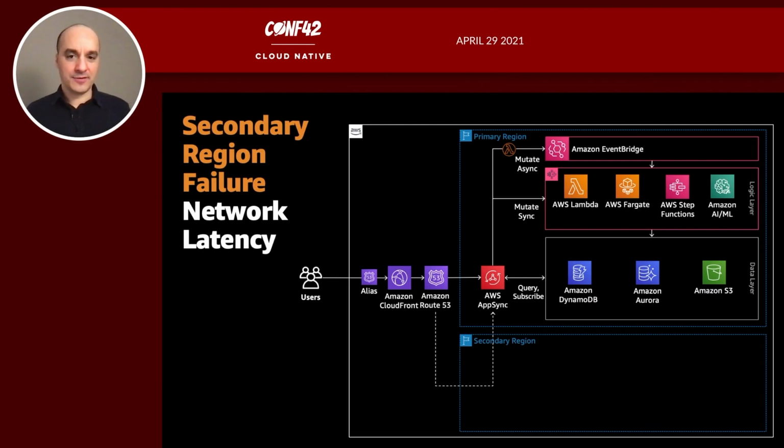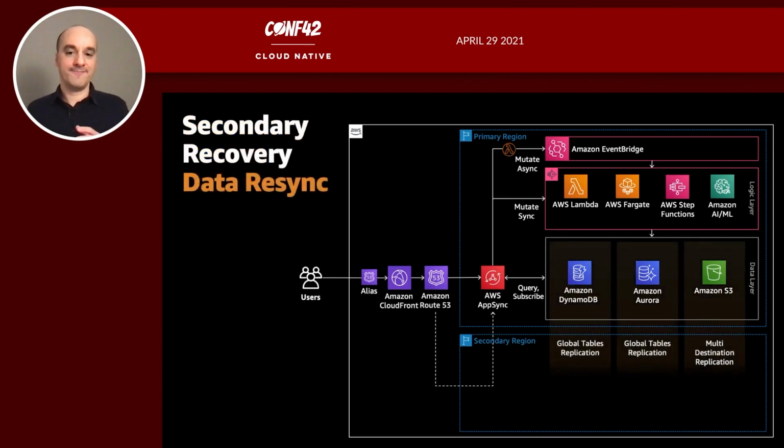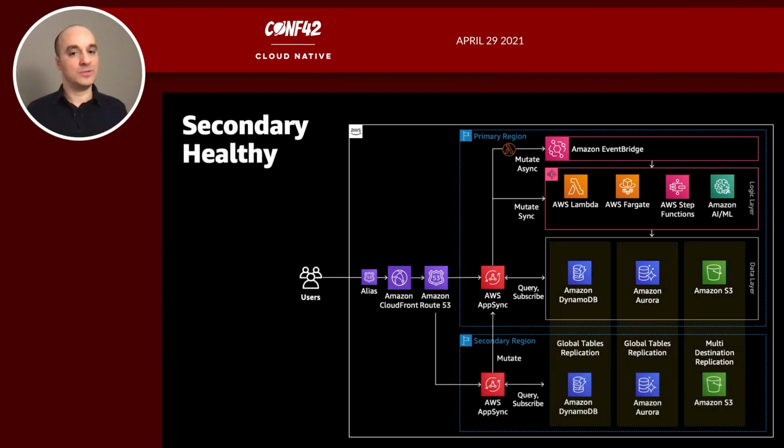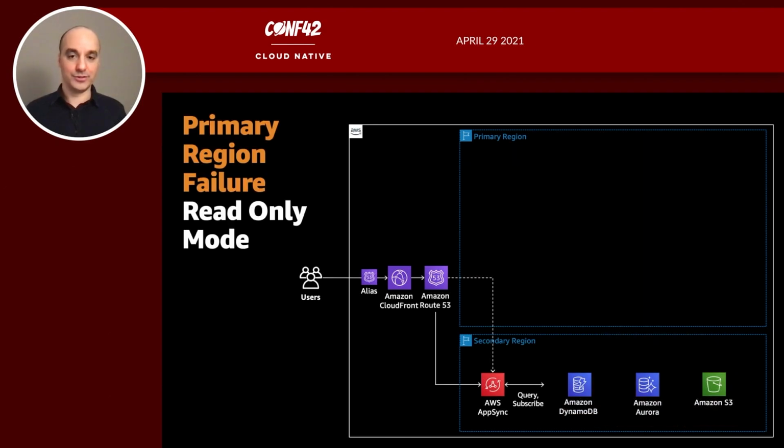Upon a secondary region failure, Route 53 health checks will divert traffic automatically to other regions, so the affected users within the lost secondary region will only notice an additional network latency. And when that affected secondary region recovers, data will be automatically resynced, and the secondary region will then be able to resume serving the users.